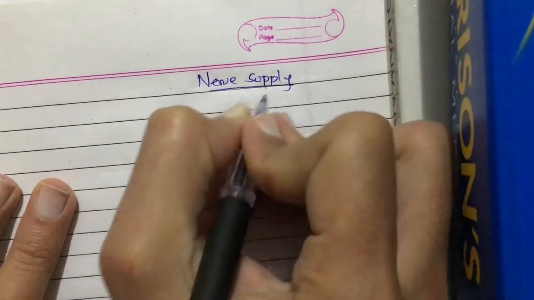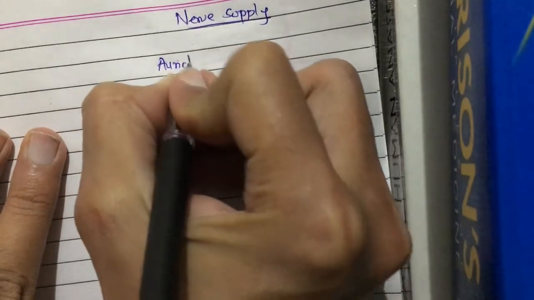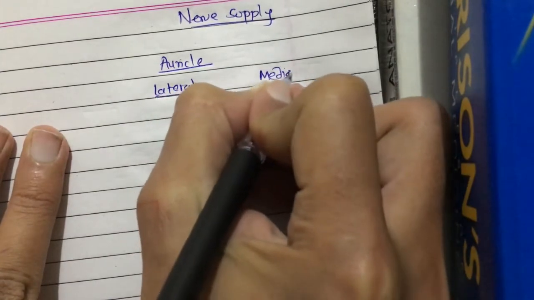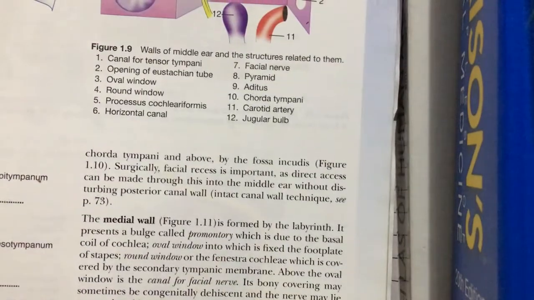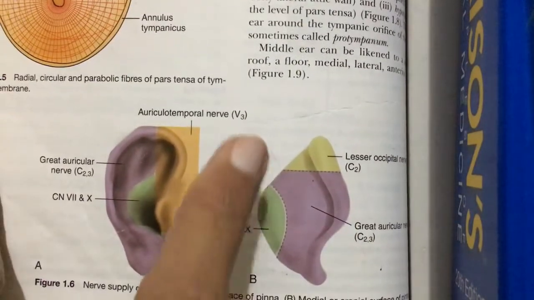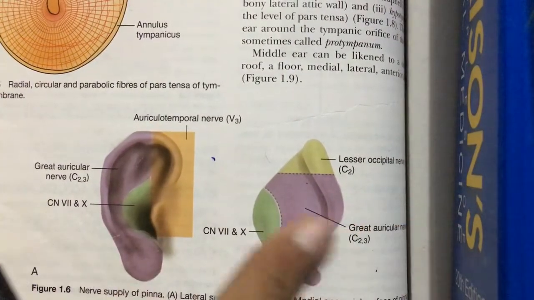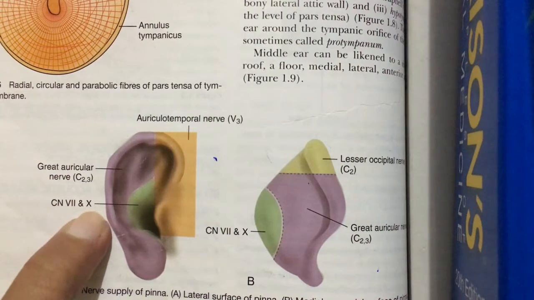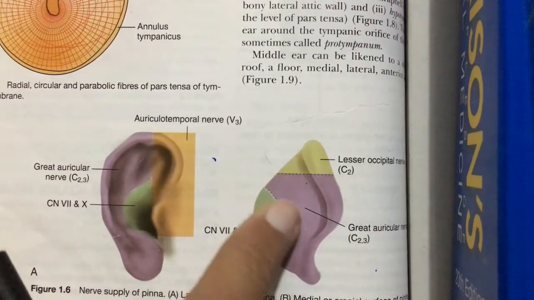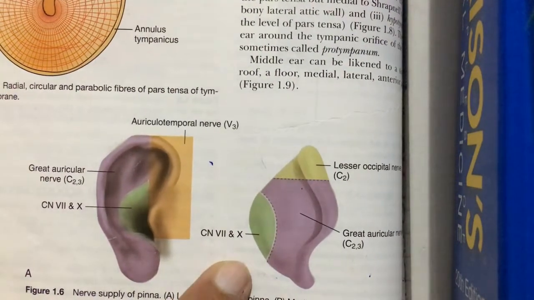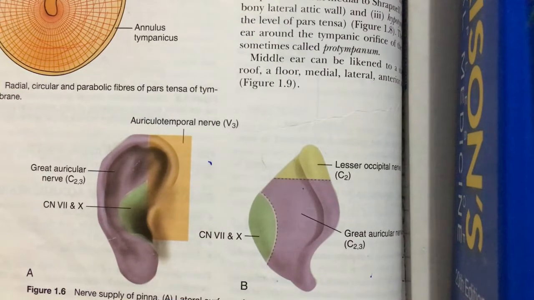Now let us recall the nerve supply of the auricle. The auricle is supplied on the lateral surface and the medial surface. On the lateral surface, it is supplied by the auriculotemporal nerve, greater auricular nerve, and the auricular branch of the vagus nerve, that is called Arnold's nerve, and the facial nerve. While the medial surface is supplied by the lesser occipital nerve, greater auricular nerve, and branches from the vagus and the facial nerve.